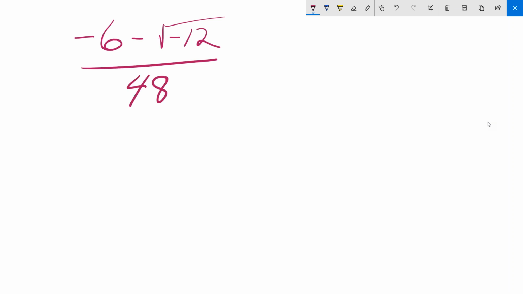Okay, so it's a complex fraction, so it'd be -6 minus square root -12 over 48. Okay, and we're probably supposed to put this into A plus BI format? Yes. Okay. First, let's handle the numerator. The toughest part about this whole problem is this right here.